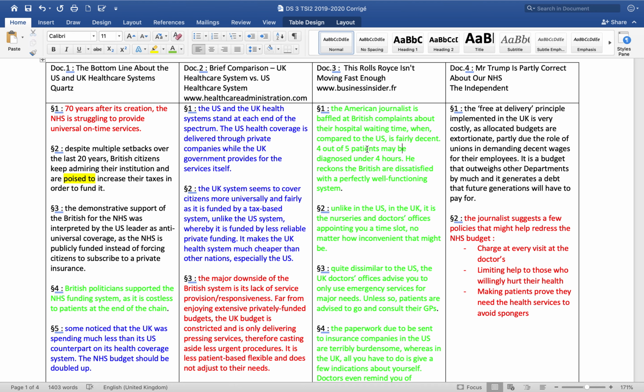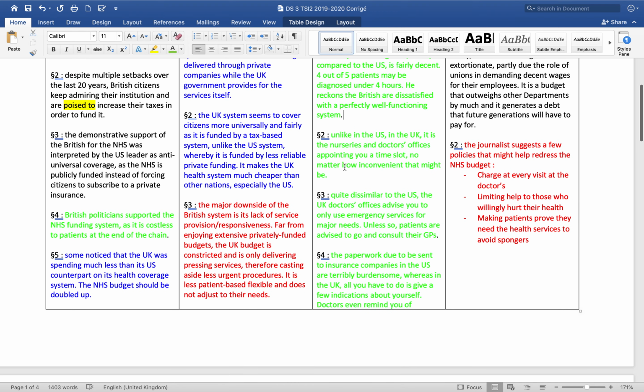4 out of 5 patients may be diagnosed under 4 hours, which is not true anymore. It takes much longer than this, but I don't know where he got his figures from, but even in the UK you have to wait a long time. He reckons the British are dissatisfied with a perfectly well-functioning system. So this American journalist does not understand why British people are complaining about their system when he thinks that it's perfectly fine.